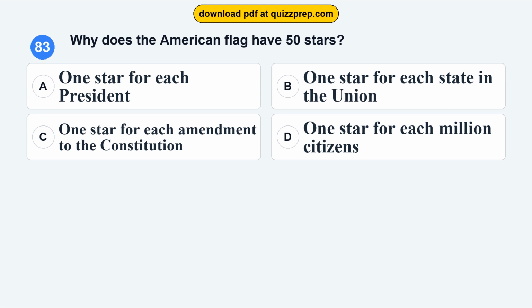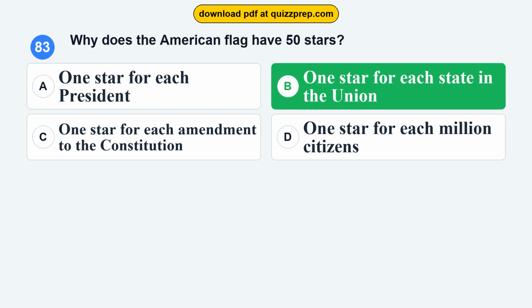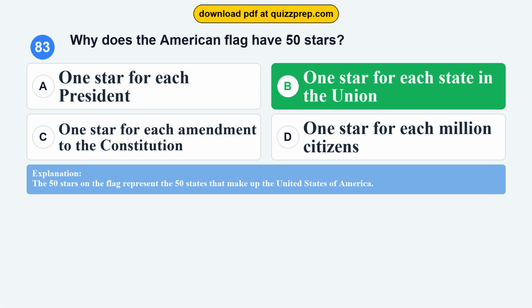Question 83. Why does the American flag have 50 stars? Option A. 1 star for each president. Option B. 1 star for each state in the Union. Option C. 1 star for each amendment to the Constitution. Option D. 1 star for each million citizens. The correct answer is option B. 1 star for each state in the Union. The 50 stars on the flag represent the 50 states that make up the United States of America.